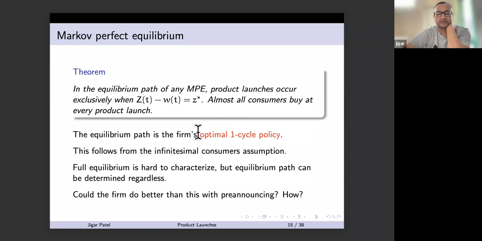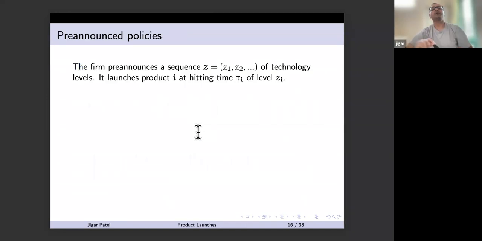Can the firm do better? Can they extract more revenue than this? So that's where the second information structure comes in, where you do pre-announcing. So let's talk about these pre-announcing policies.